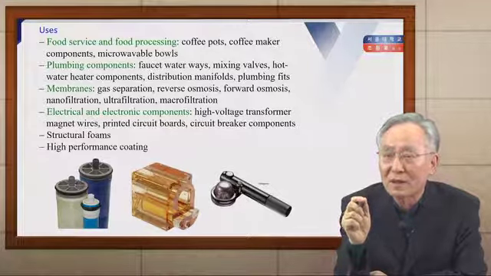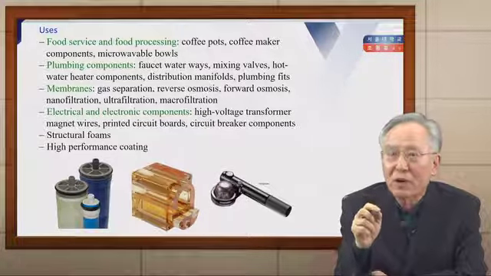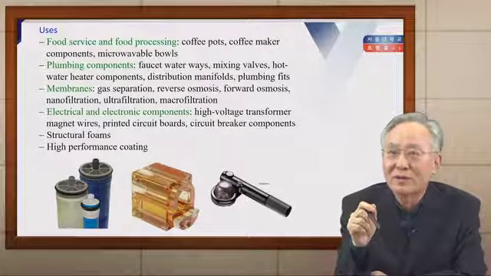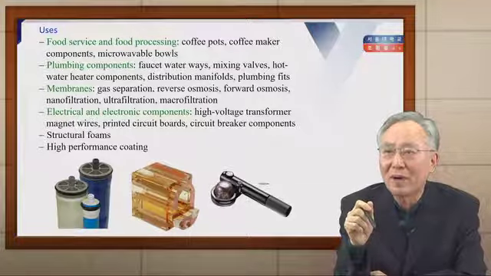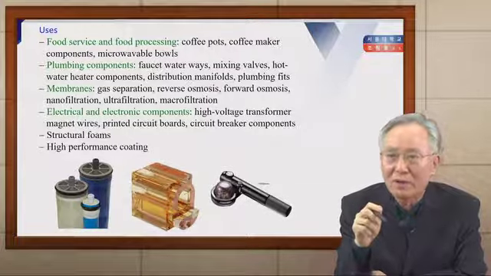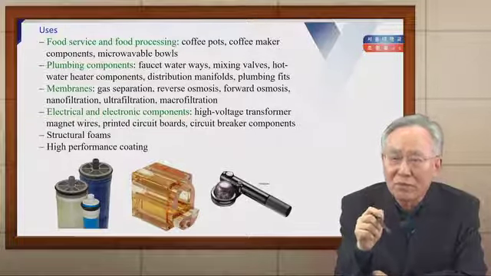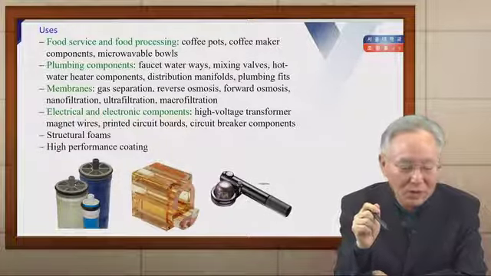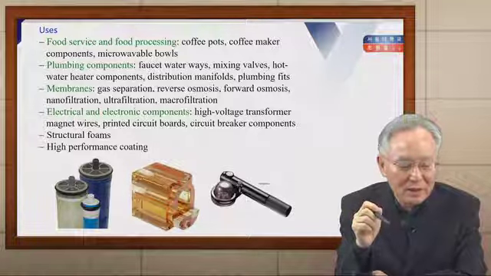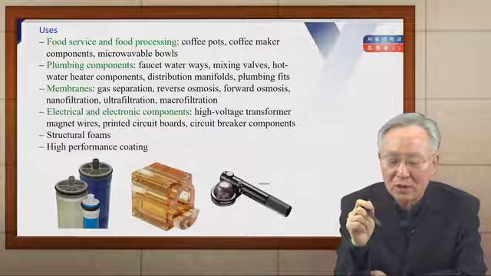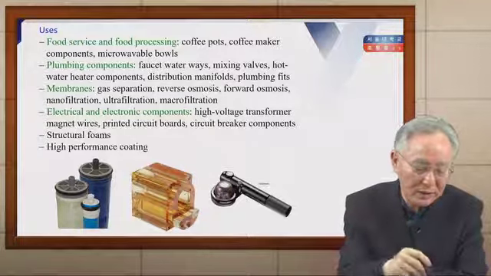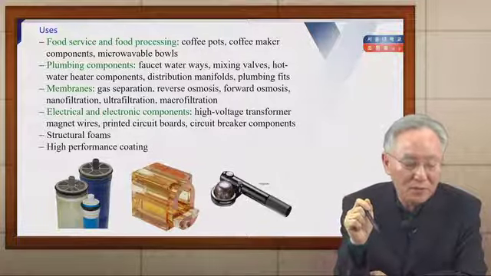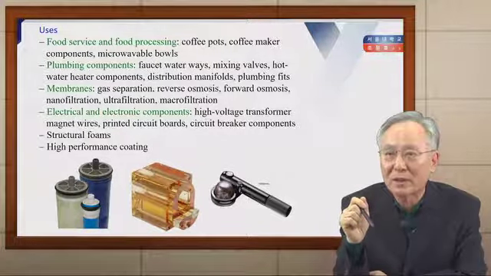manifolds, and plumbing fittings. Particularly, they can be used for membranes, for gas separation membranes, reverse osmosis and forward osmosis, nanofiltration, ultrafiltration, and microfiltration. So most of the separation membranes used are made of polyether sulfones. They can also be applied for electrical and electronic components, such as high voltage transformer magnetic wires, printed circuit boards, and circuit breaker components, and they can be used for structural foams and high performance coatings.